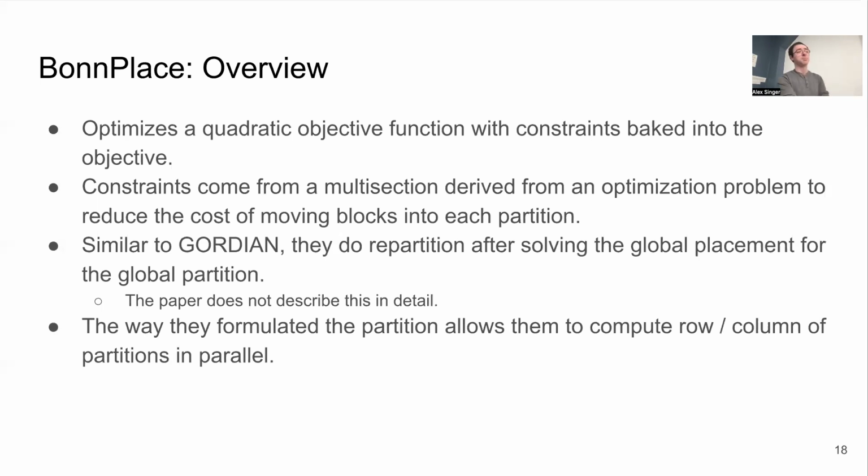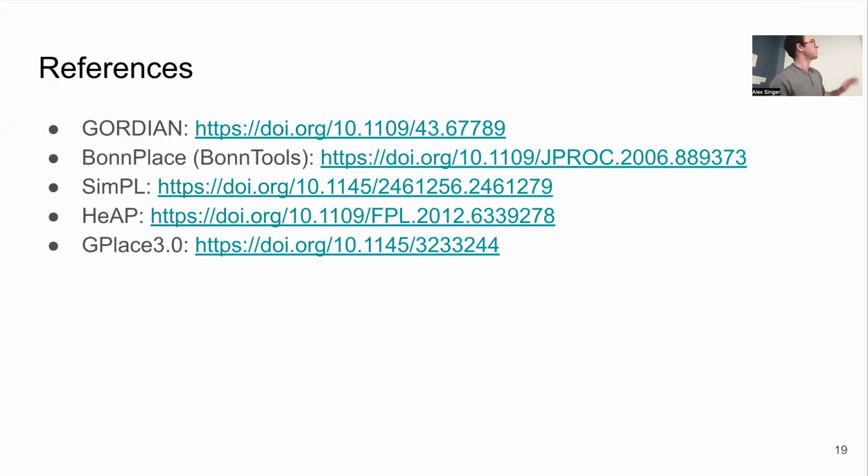You can tell from the paper they cared a lot about runtime because they even say specifically in the paper they don't do bound to bound. They don't do linear wire length. They purposefully chose to use quadratic wire length. And so I thought that was very interesting. But they do some net weighting terms. So that's all I want to talk about today.